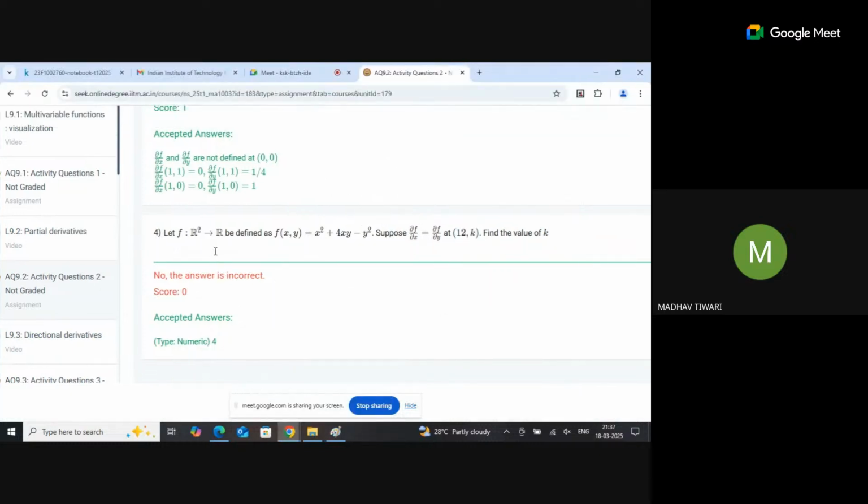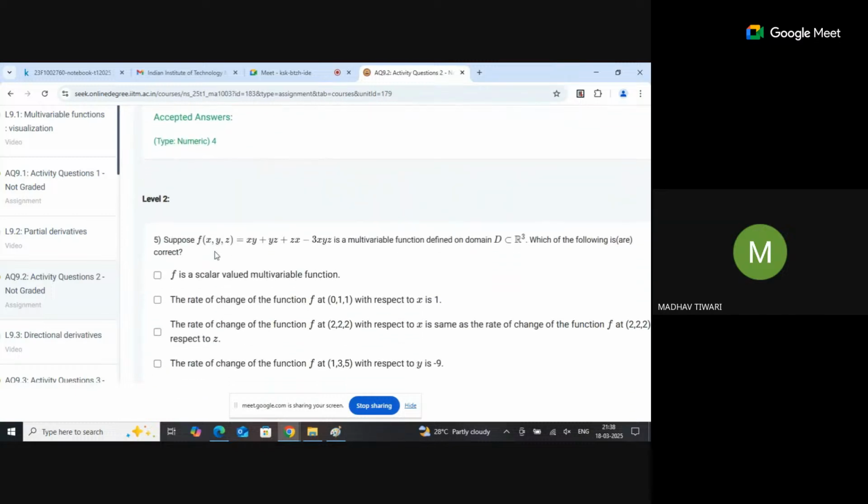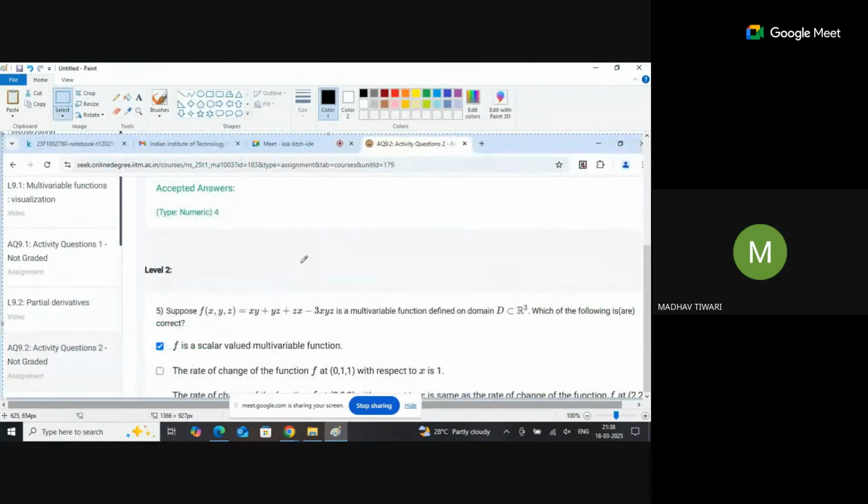Okay, so let's move. Here we are given a function, this one is a multivariable function, and f is scalar valued. Is it or not? Yes, scalar valued. The rate of change of the function we need to find out at 0, 1, 1 with respect to x.